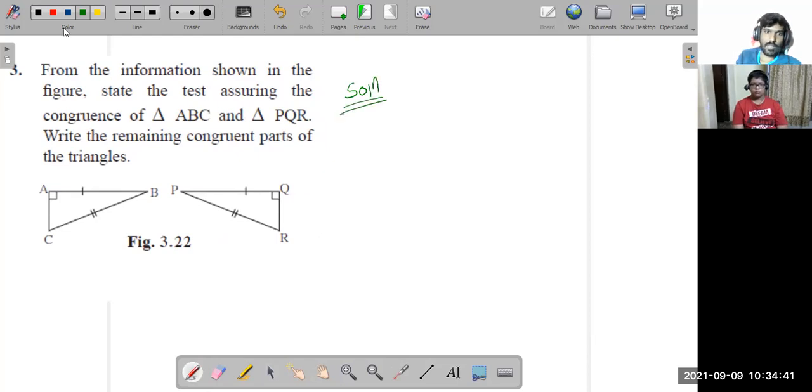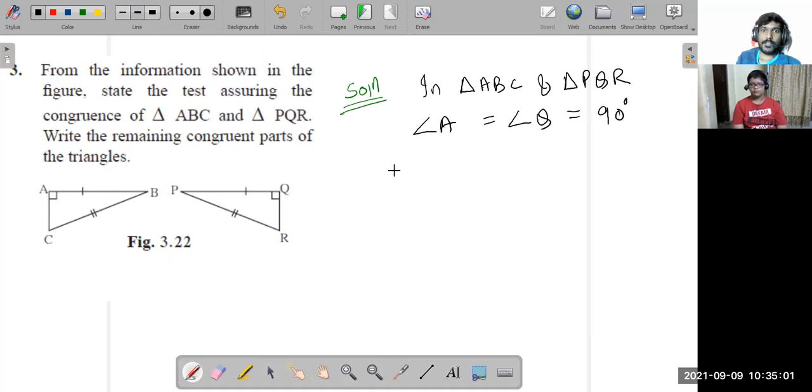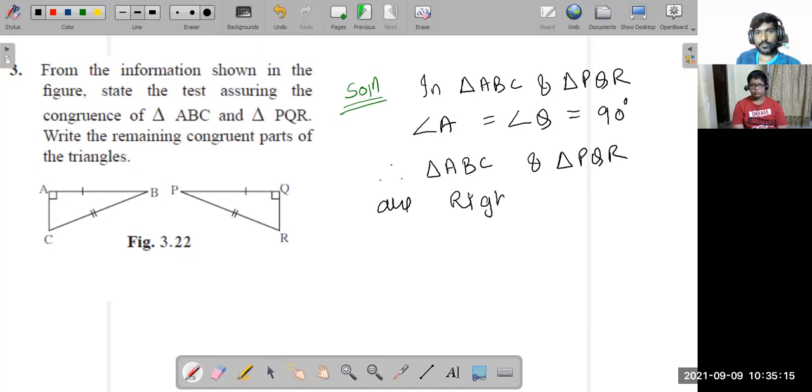the congruency. Okay, so in triangle ABC and triangle PQR, firstly, we know that angle A is equal to angle Q, that is equal to 90 degrees. This is just to confirm that triangle ABC and triangle PQR are right angle triangles.